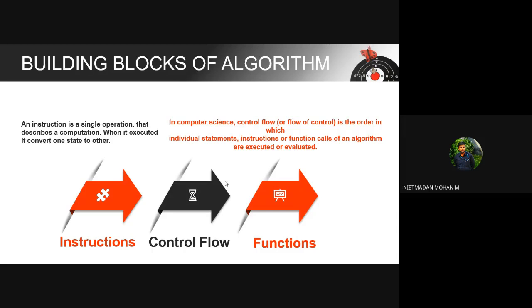So instruction and control flow basically will do the basic operation of whatever the program has to be written, and the function will play the programming language part. So first we will discuss the instruction and the control flow. What is meant by instruction in the general word? Don't go with an algorithm. What is meant by instruction?